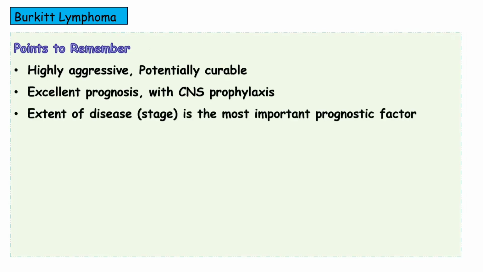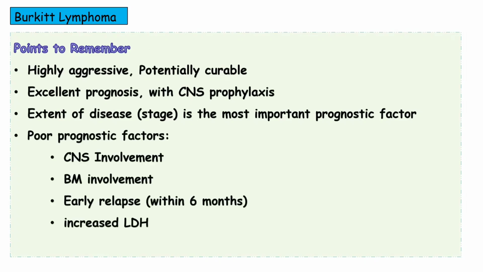The extent of disease is the most important prognostic factor, and there are a few other factors that indicate a poor prognosis, like CNS involvement, very commonly seen in Burkitt lymphoma if it is not treated or if CNS prophylaxis is not given. Then there is bone marrow involvement, early relapse within 6 months of treatment, and increased LDH levels. So CNS prophylaxis is very important in the treatment of Burkitt lymphoma. It is a curable and aggressive tumor.